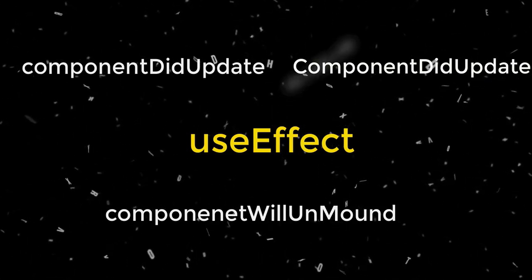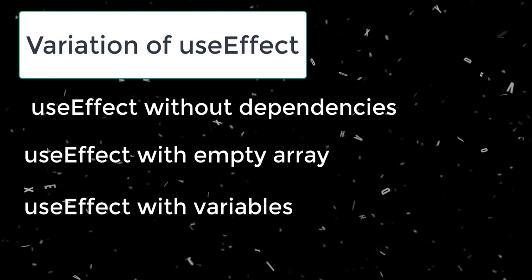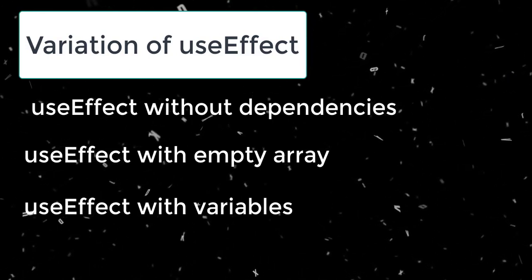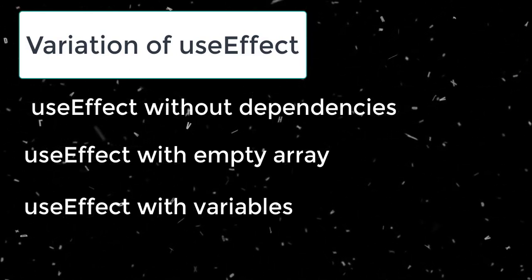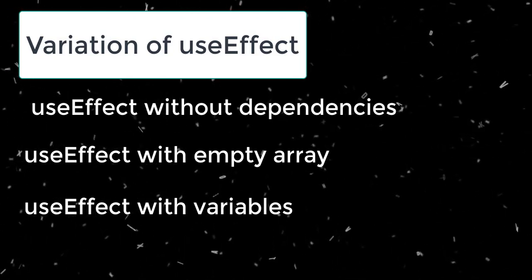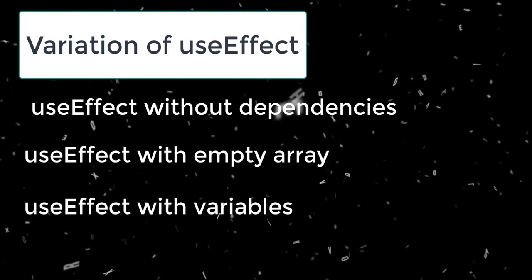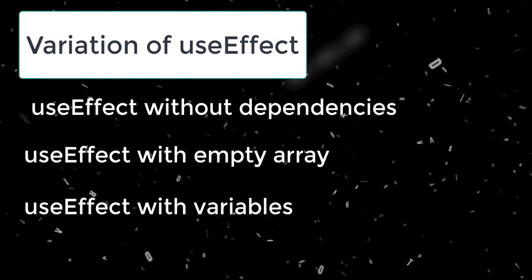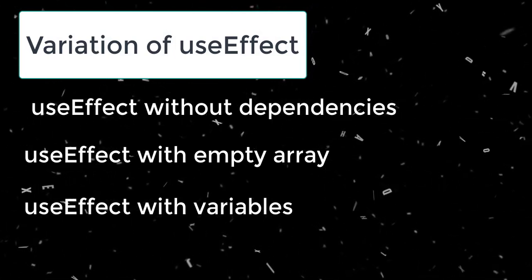And this useEffect has three variations. The first variation is without dependencies, the second is useEffect with an empty array, and the third is useEffect with variables. Now we will clear these up with an example. We will create an example and go through all these three variations.